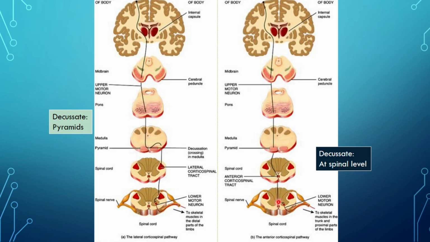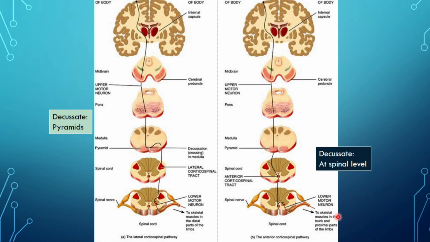where it then crosses over via the anterior white commissure, enters into the left ventral horn of grey matter in the spinal cord, synapses with the lower motor neuron at the level of T1, and then that T1 spinal nerve goes off down the arm, and you move your left hand. So the only difference between the lateral and the anterior corticospinal tract is the position of the decussation.